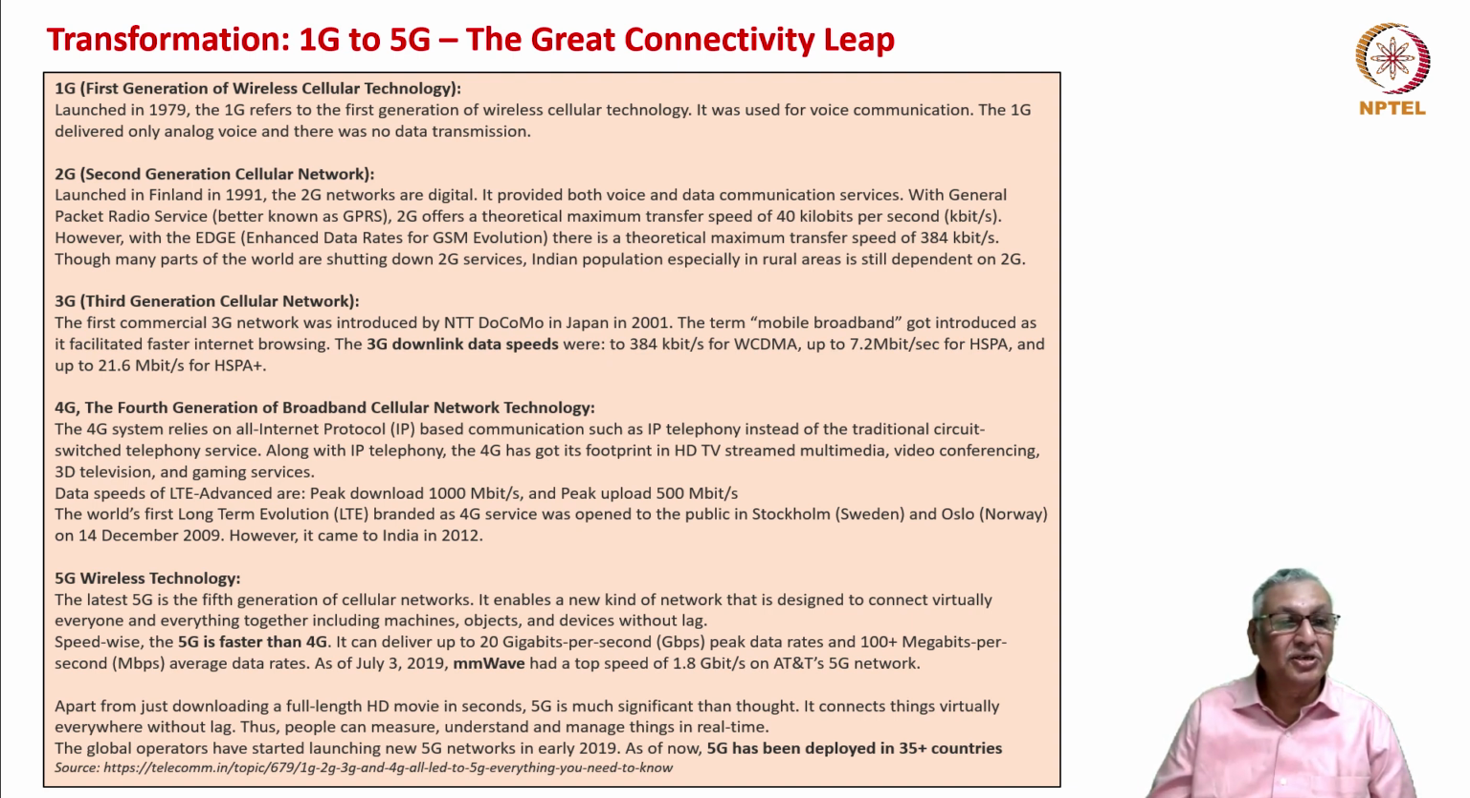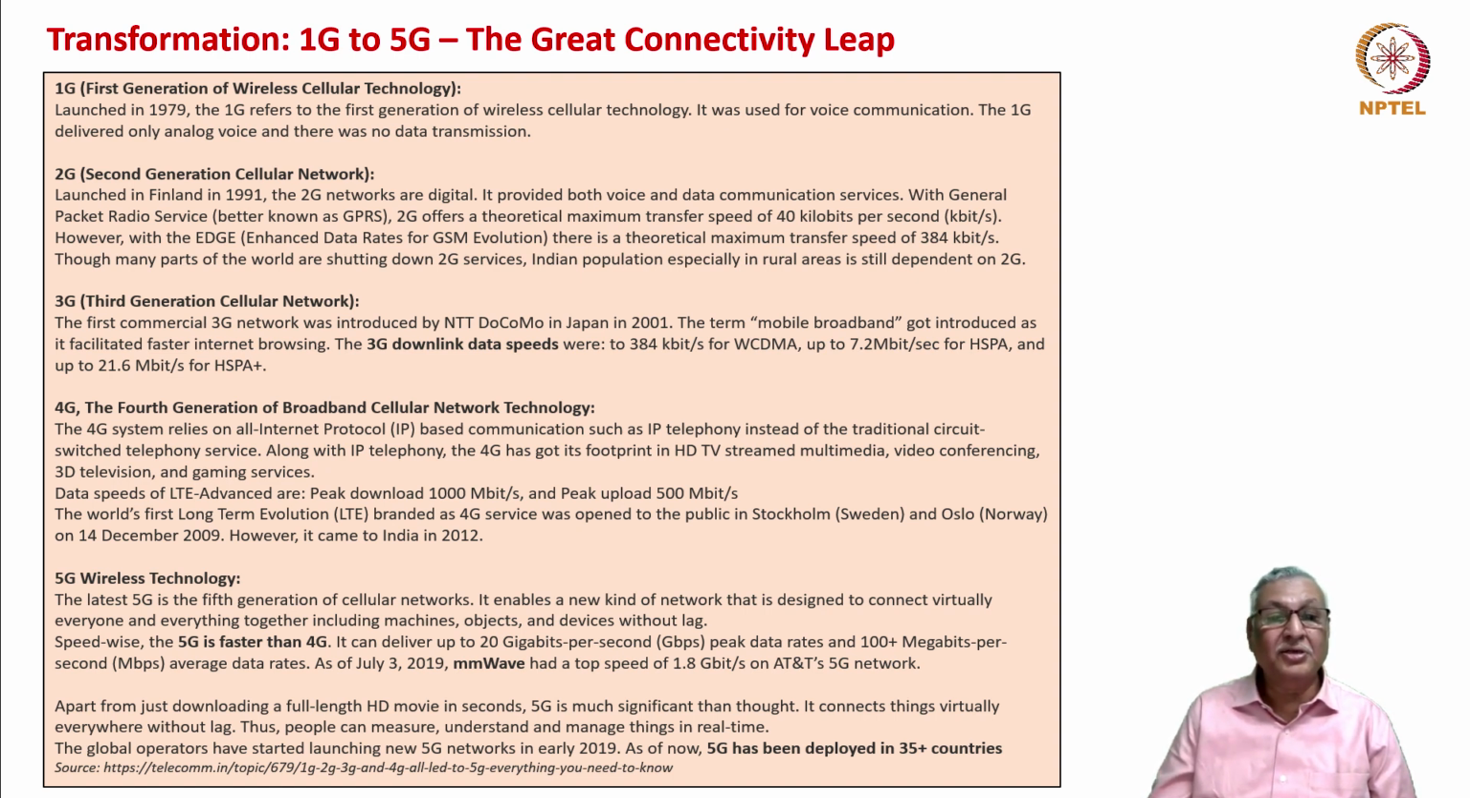3G, third generation cellular network, was introduced by NTT Docomo in Japan in 2001. Also, the term mobile broadband got introduced as it facilitated faster internet browsing. The 3G downlink data speeds were 384 kbits for WCDMA, 7.2 Mbits per second for HSPA and 21.6 Mbits for HSPA+. Then came the 4G.